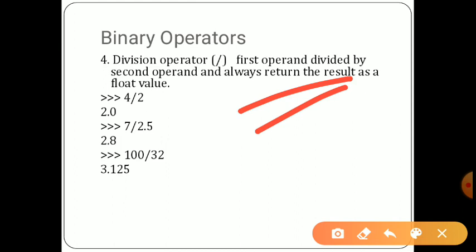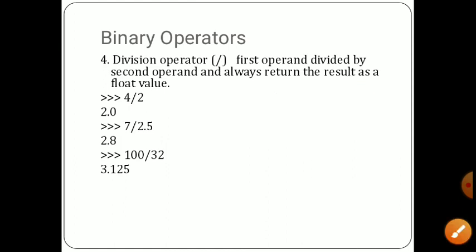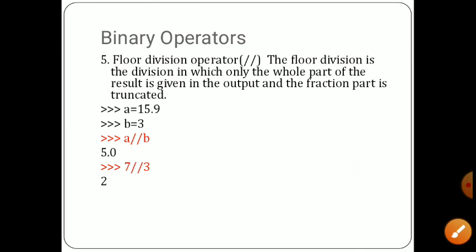Okay, suppose 4 divided by 2, the result is 2, only an integer value, but Python returns it in float format, so it returns 2.0. Same thing, 7 divided by 2.5, the result will be 2.8, and 100 divided by 32, the result will be 3.125. Now the new concept, floor division operator.